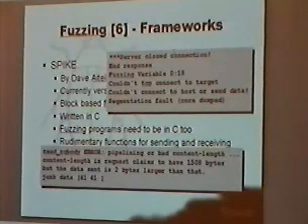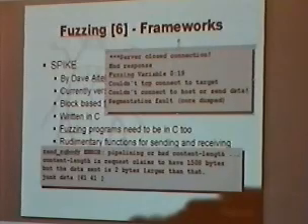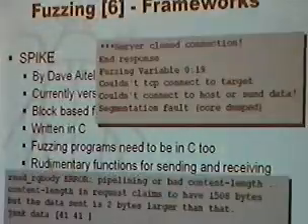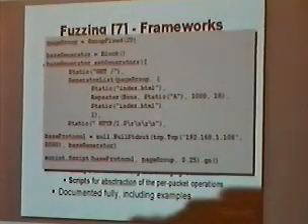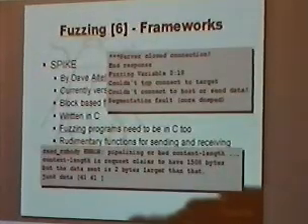Fuzzing frameworks. Now we get problems. Shall I try this again? No, I shouldn't. Okay.